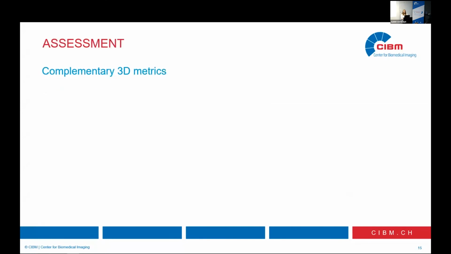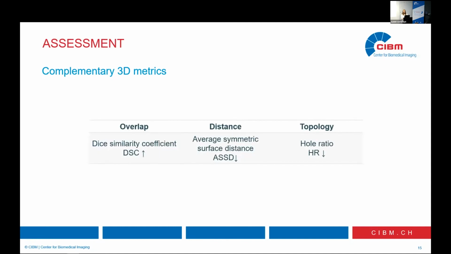And finally, for the global assessment of the different methods, we use 3D metrics, and we use 3 types of metrics that are complementary. The first one is the DICE to assess the overlap, which is a similarity metric that we want to maximize. And we have 2 different metrics, the average surface distance and the hole ratio, as I presented before, that we want to minimize.